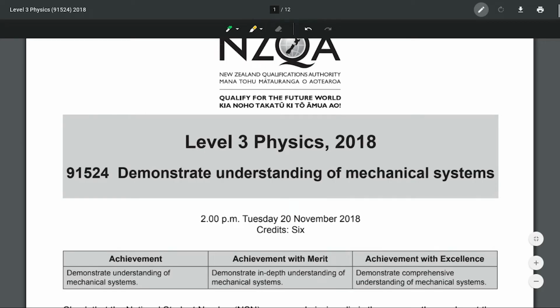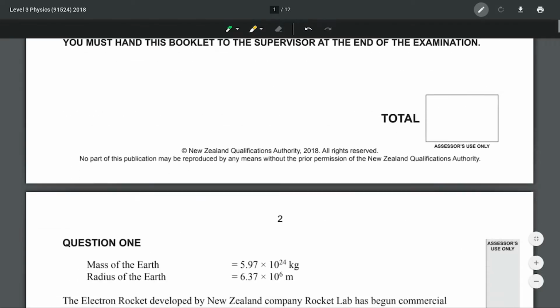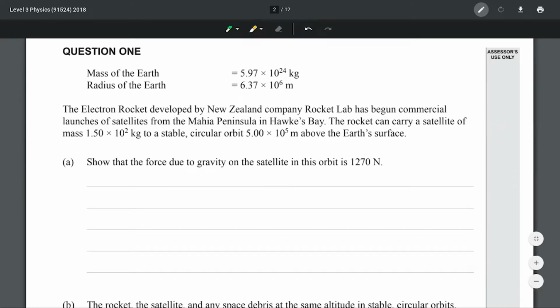In this video, we'll be going through the 2018 Mechanical Systems paper. Question 1. The Electron rocket, developed by New Zealand company Rocket Lab, has begun commercial launches of satellites from Mahia Peninsula in Hawke's Bay. The rocket can carry a satellite of mass 1.5 times 10 to the 2 kgs to a stable circular orbit of 5 times 10 to the 5 meters above the Earth's surface.